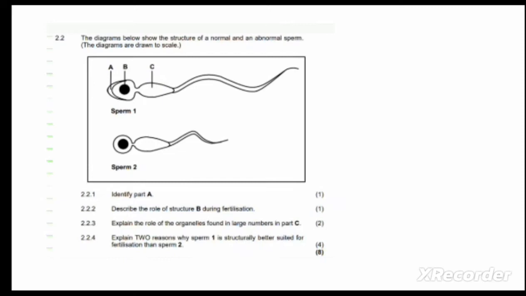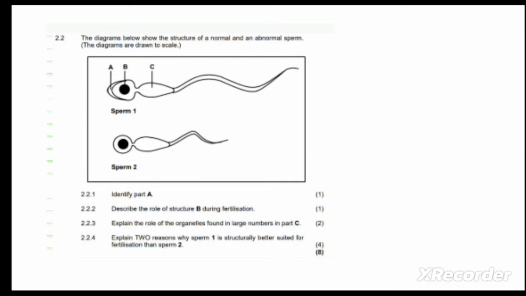The next question says, explain two reasons why sperm 1 is structurally more suited for fertilization than sperm 2. Sperm 1 has a longer tail. It ensures faster movement. The presence of an acrosome in part A enables the sperm to penetrate the ovum, and then the oval-shaped head facilitates faster movement in sperm 1.